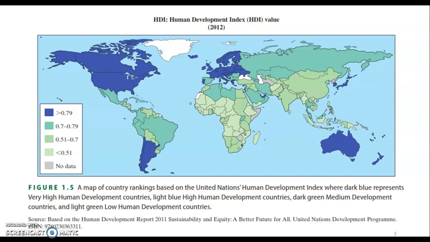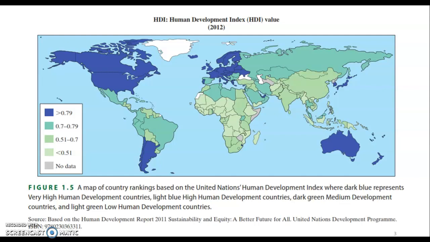Okay, so again, if you look at this one, greater than 0.79, if you have a measure of 1, that means you have reached perfection. Okay, so that means you have a perfect human development index, and obviously that is never ever going to occur. Something close to 1, but never exactly 1.